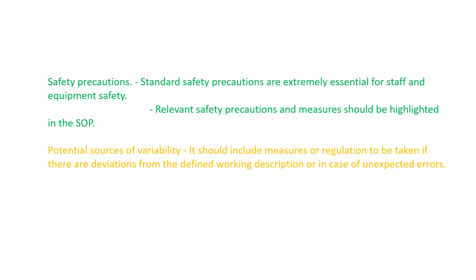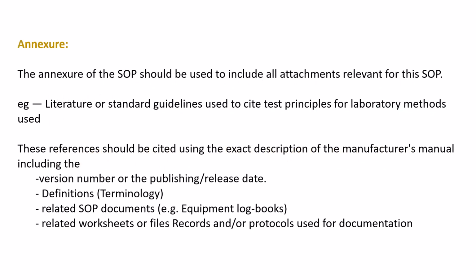Potential sources of variability. It should include measures on regulation to be taken if there is deviation from the defined working description or in case of any unexpected errors. Then annexure. The annexure of the SOP should include all attachments relevant to this SOP. For example, literature or standard guidelines used to cite the principle for laboratory tests. These references should be cited using the exact description of the manufacturer's manual, which includes the version number or the publication release date, definitions, that means the terminology used in the SOP, related SOP documents, related worksheets or files, and records or protocols used for the documentation.